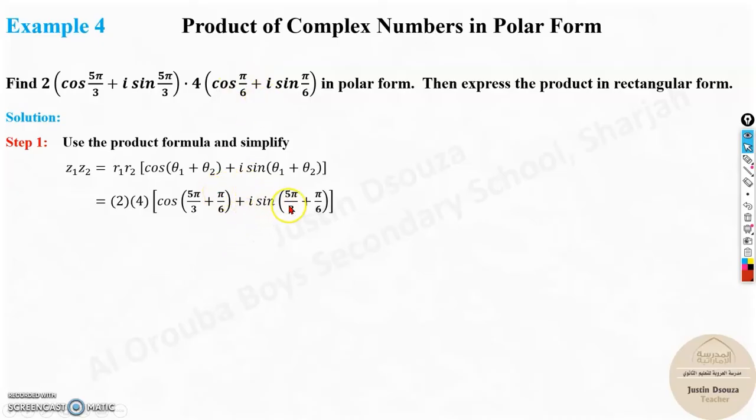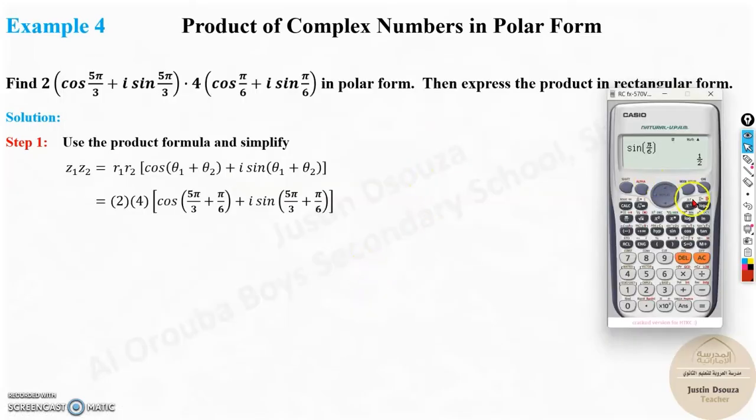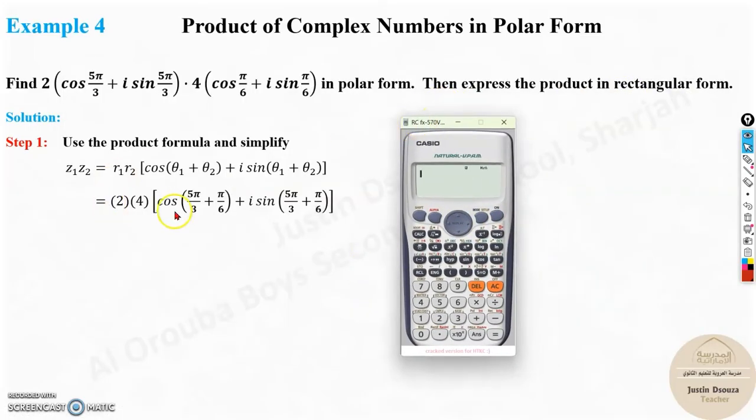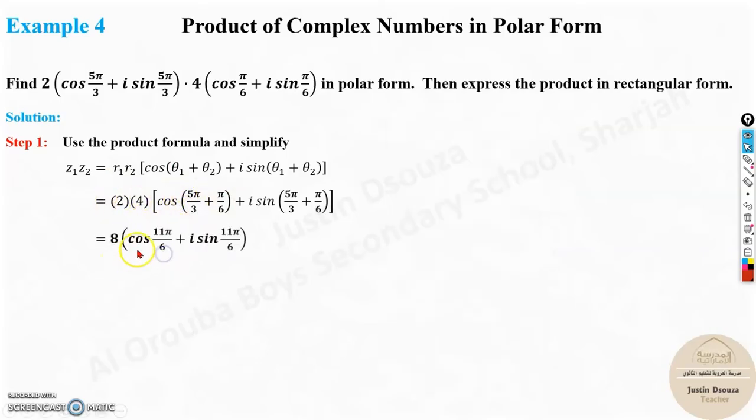Then plus i sine 5 pi by 3 plus pi by 6. You can't do it entirely. All you need to do is do it by parts. So 4 twos are 8. It's very simple. You can do it.